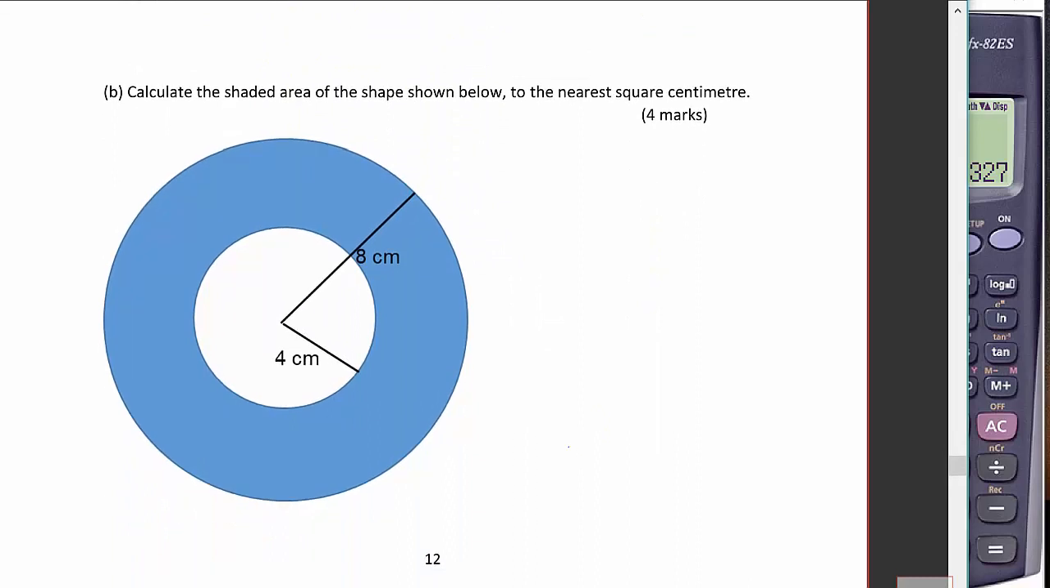Calculate the shaded area of the shape shown below. Well, we can see that we've got an outer circle of radius 8 and an inner one of radius 4, and we've got to do the big circle, pi times 8 squared. Remember, the area for a circle is pi r squared. Take away the inner circle, which is pi times 4 squared.